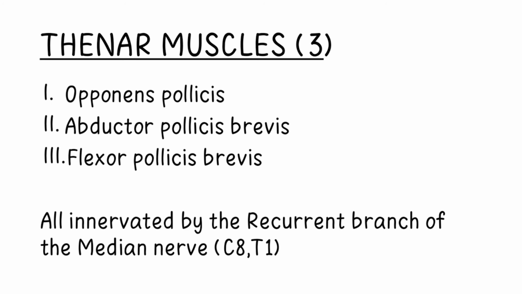Now we have the thenar muscles. Here we have 3 muscles, and they are all innervated by the median nerve from C8 and T1. So the opponens pollicis, the abductor pollicis brevis, and the flexor pollicis brevis are all supplied by the recurrent branch of the median nerve. So if they give you a question that says injury to the median nerve at the wrist will affect which muscle, it affects the thenar eminence or the thenar muscles.